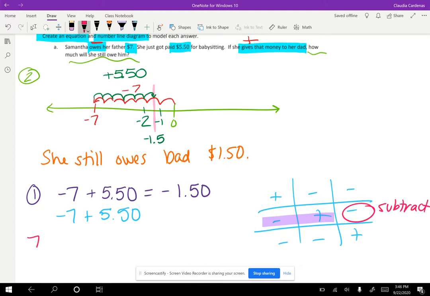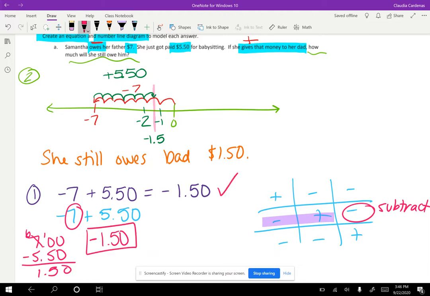So $7 minus $5.50, remembering to line up our decimal points, and we get $1.50. And then what number is bigger, 7 or 5.5? It is 7. So we have a negative sign on our answer. And so we've checked that we got the same answer as we did on our number line, which makes sense because we owed more money than what we paid back. And 7 is bigger than 5.50, so our answer will remain negative.